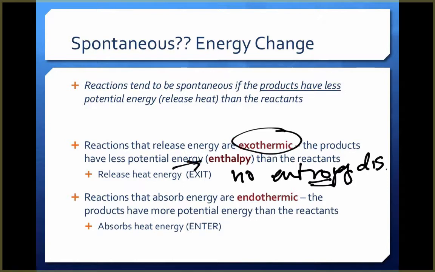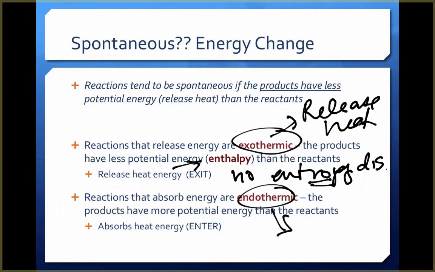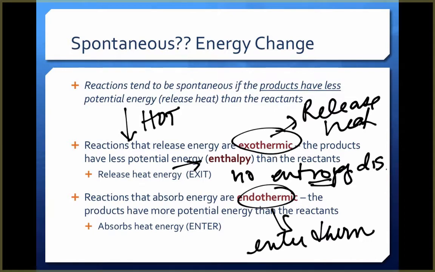So exothermic means release of heat. Endothermic means enter heat. So if you have these kind of reactions, this one is going to feel hot because the heat is being released so you can feel it. If you have this, it's going to feel cold around it because it's taking the heat from the surroundings and bringing it in.